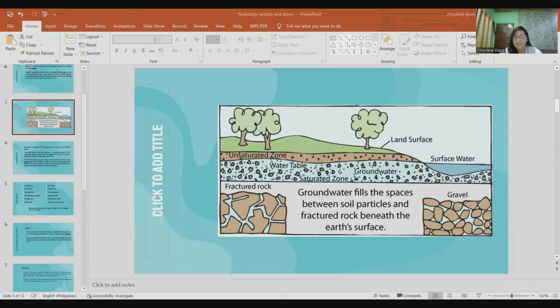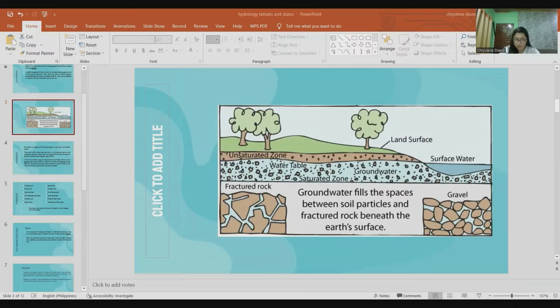In the picture, you can see that groundwater has two zones: the unsaturated zone and the saturated zone. The unsaturated zone is below the land surface, and it contains water and air in the open spaces or pores.